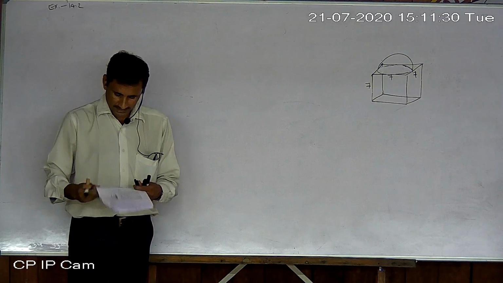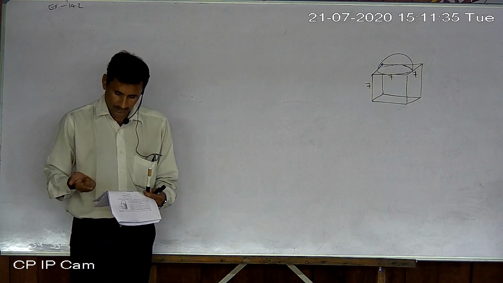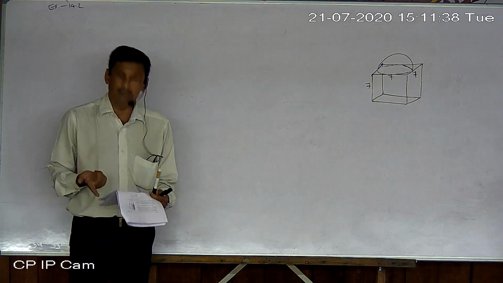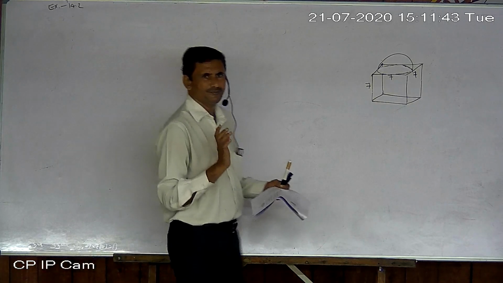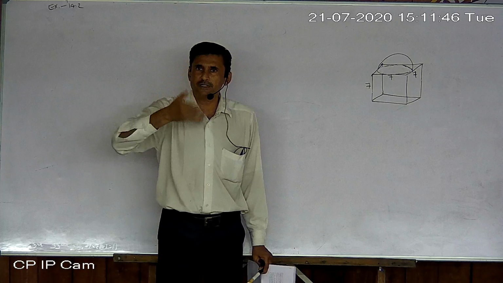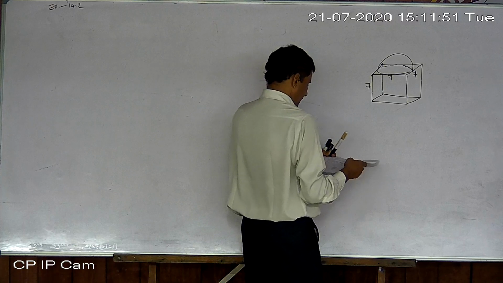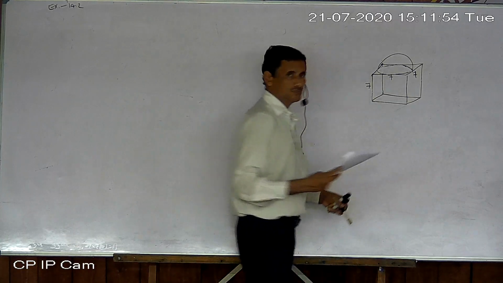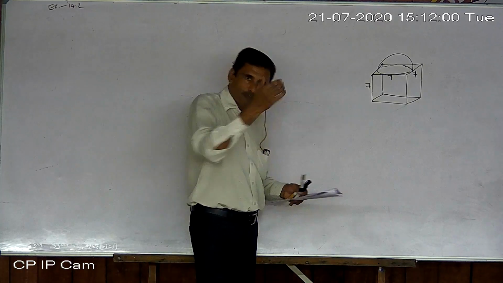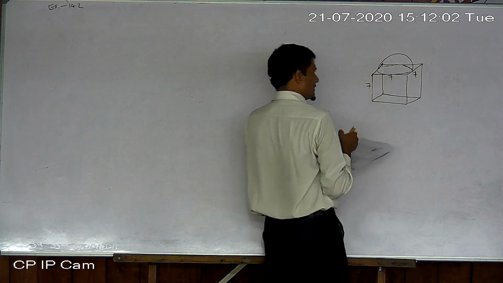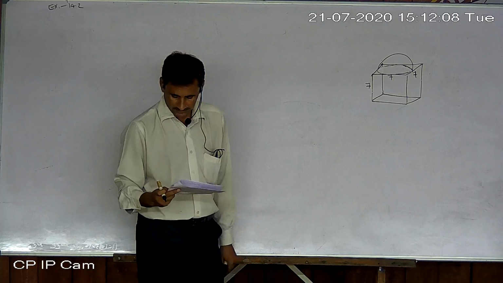A cubical block of side 7 centimeters is surmounted. Surmounted means kept above. It is surmounted by a hemisphere, so you understand: the hemisphere is above the cube. In the earlier question the word mounted was used, so mounted or surmounted, both are the same here. Here, surmounted by means the upper shape is given first, and that is the hemisphere.